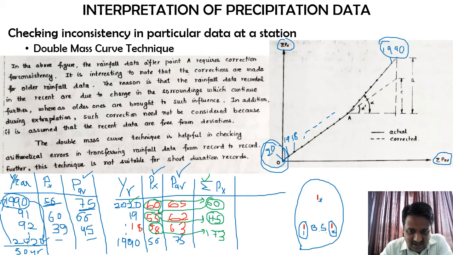Similarly we need to go on adding all these, one by one, till the year 1990. This particular column is going to give you the values of the y-axis for your graph.